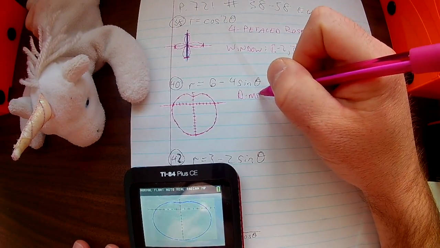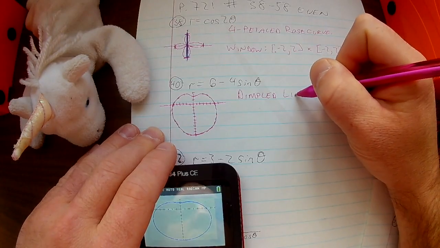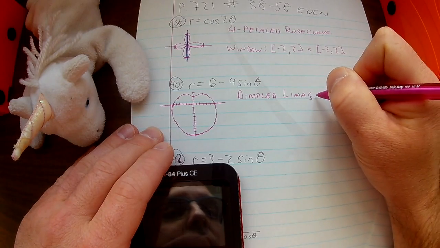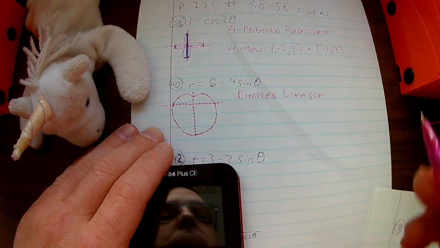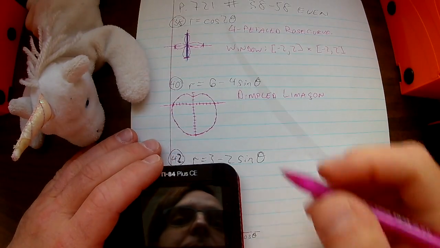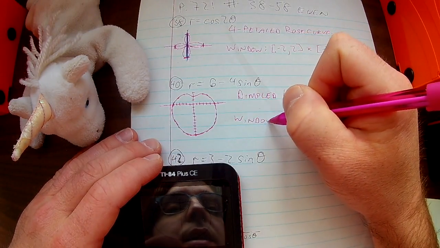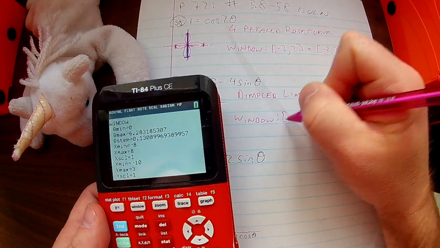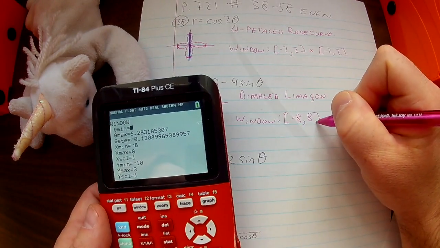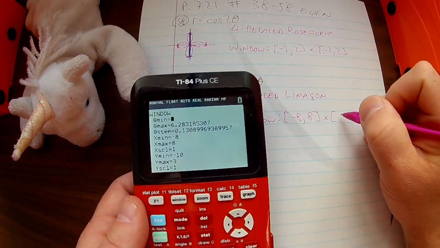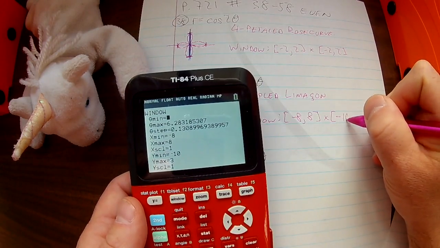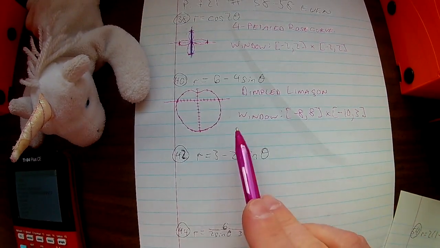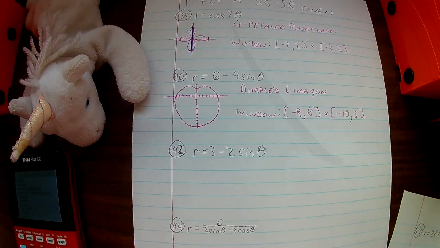Here, we would say it's just a dimpled limaçon. How do we make that little foot on here? I think I got that right. French speakers, you're going to make fun of me for that one. So it's a dimpled limaçon, and my window that I used is, what did we say we used? So x-min -8 up to 8 by y-min... Alright, there we go. Dimpled limaçon with a window -8 to 8 by -10 to 3.